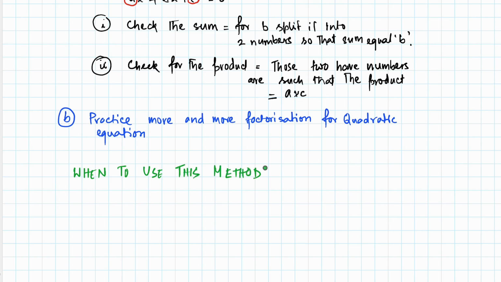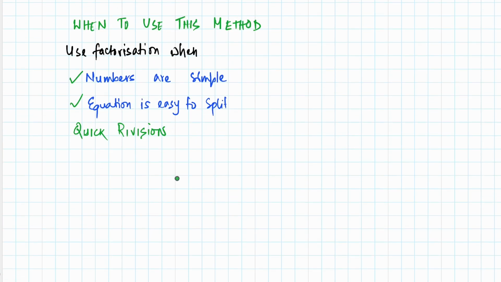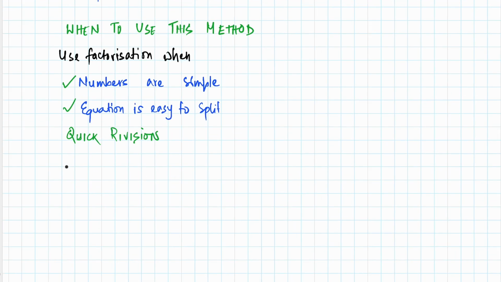Now when to use this method, this is also important. Use this factorization method when the numbers are simple. That means the coefficients a, b and the constant c, if they're single digit numbers, if they're simple numbers, then we can use this factorization method. The equation is easy to split, that is the middle term which is given is easy to split. If it is a bigger number, then it is a little bit difficult.